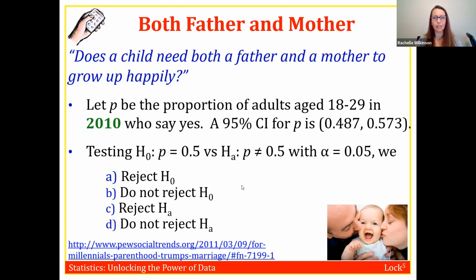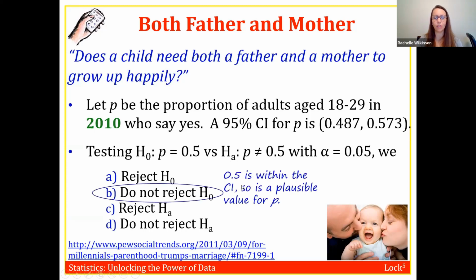All right, good job. I'm seeing lots of B's in the chat window, and that is the correct answer. To use the confidence interval to do the hypothesis test, all I have to do is say, okay, here's the value under the null, 0.5. Is 0.5 in that interval? If the answer is yes, we don't reject. If the answer is no, we reject. It's really just that basic.